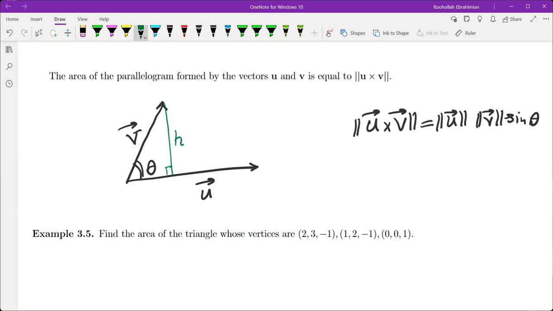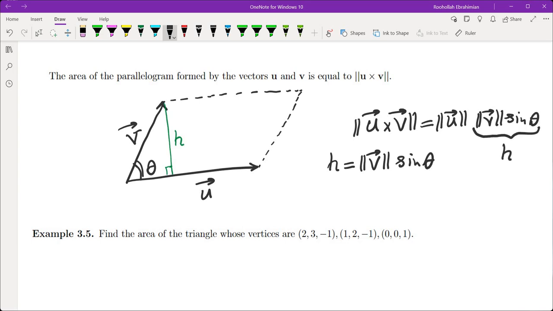So if you take this height here, h, of the parallelogram, so I'm going to draw a parallelogram based on these two vectors u and v. This height, using this right triangle that we have here, is magnitude of v times sine of theta. So exactly this is height. Now, if you take the height and multiply by the base, what do we get in a parallelogram? We get the area of the parallelogram. So the area of the parallelogram formed by two vectors is exactly magnitude of the cross product.